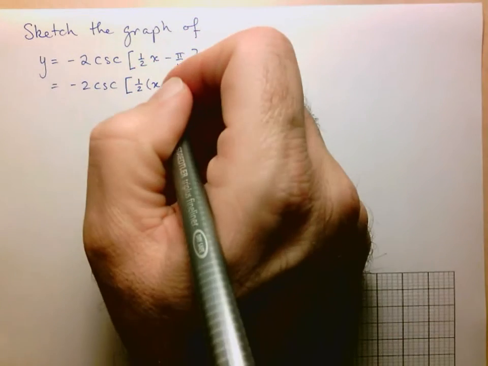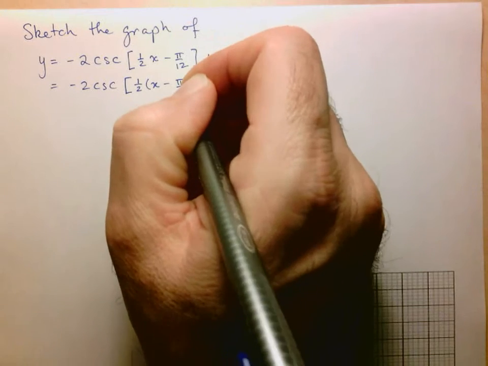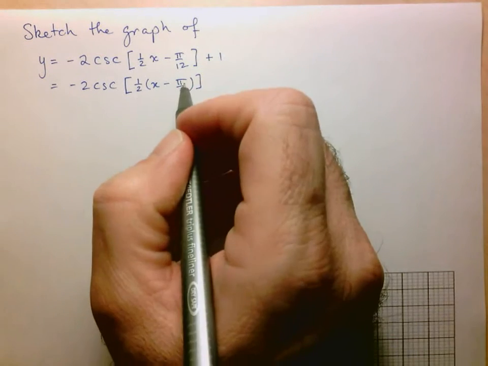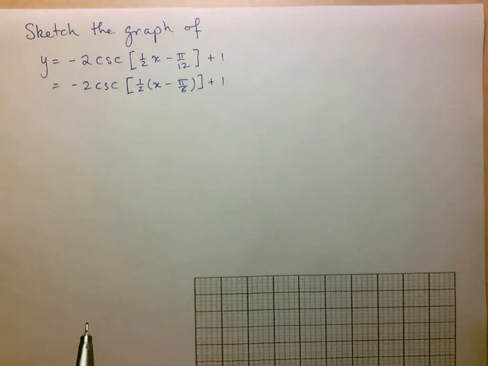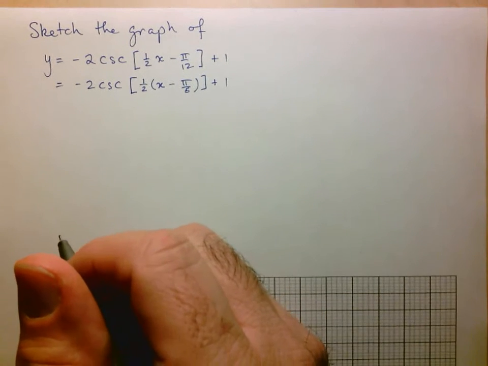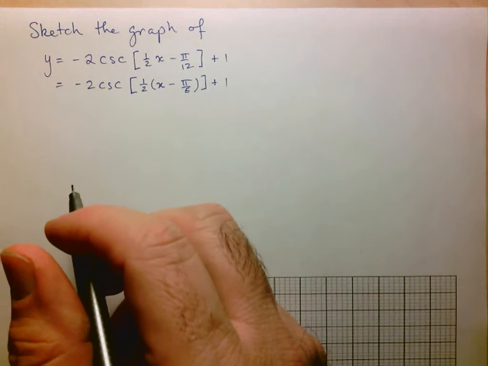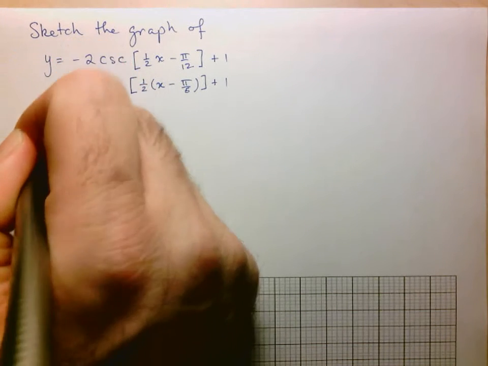Here we're left with pi over 6. Not a bad idea to always check: 1/2 times pi over 6 is indeed pi over 12 plus 1. So we have a whole bunch of transformations here, but let's just take a look at what exactly we're going to be transforming: the cosecant function.